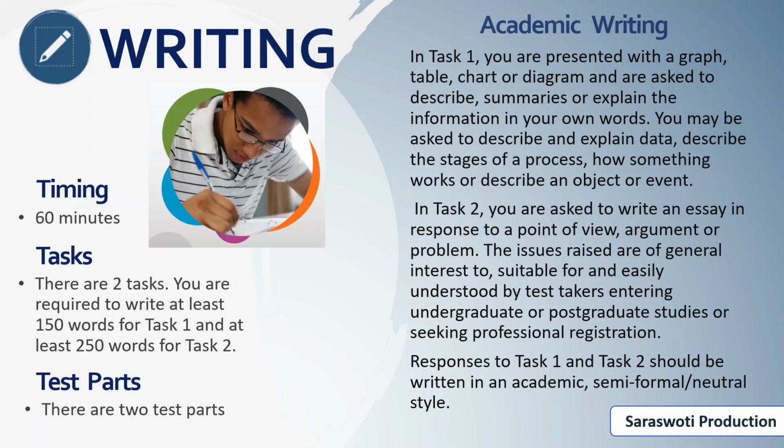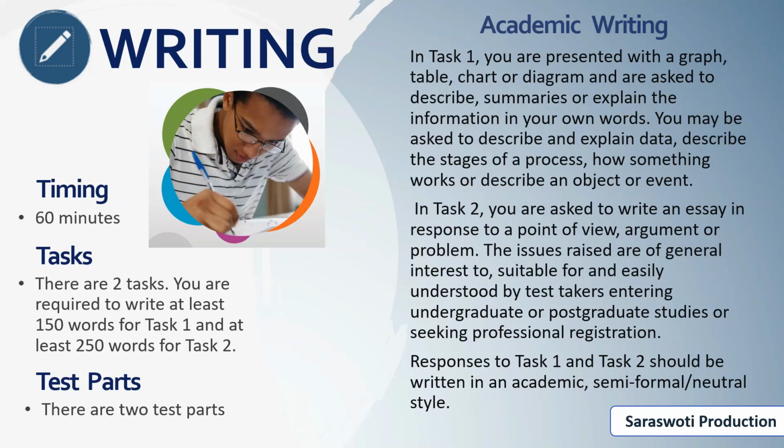Academic writing. In Task 1, you are presented with a graph, table, chart, or diagram and are asked to describe, summarize, or explain the information in your own words. You may be asked to describe and explain data, describe the stages of a process, how something works, or describe an object or event.